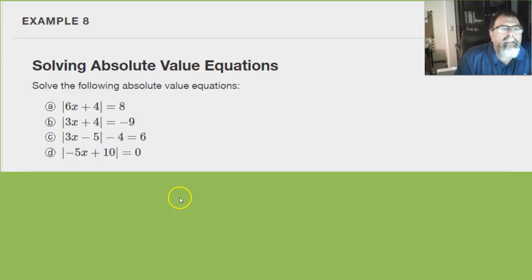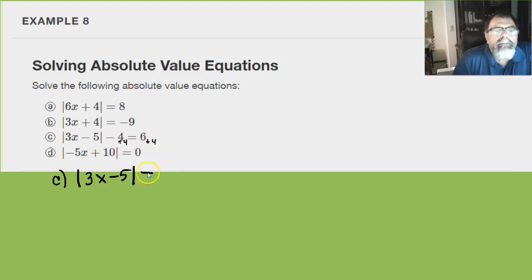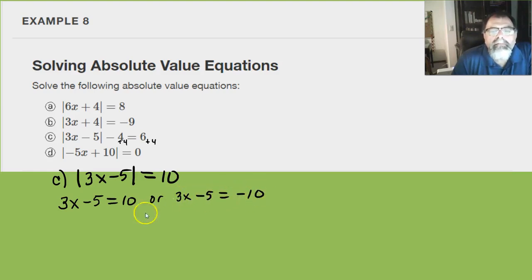Okay, let's look at C now. Your first step is you have to get the absolute value all by itself to apply the rule. So we're going to add 4 to both sides. So the absolute value of 3x minus 5 is equal to 10. Now we have this expression equal to a positive number, so that's going to give us our two cases. The number inside could be 10, or the number inside the absolute value could be equal to negative 10.